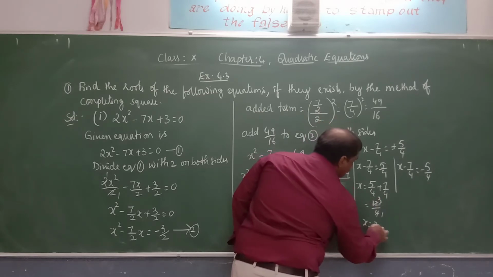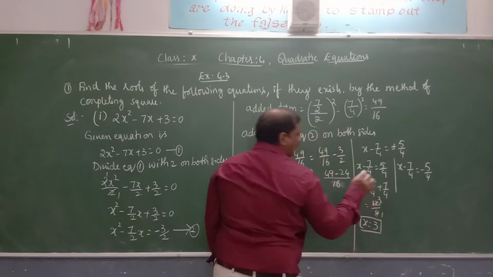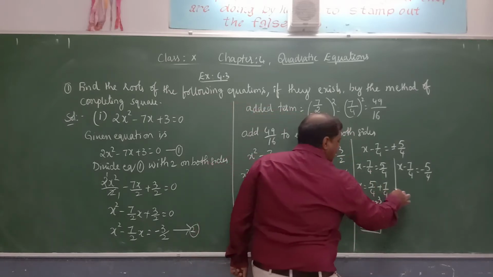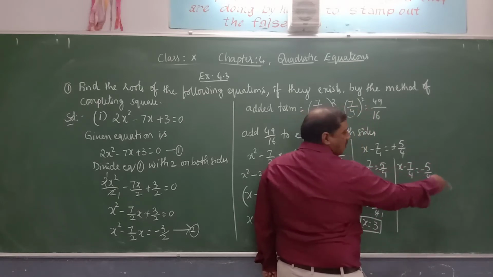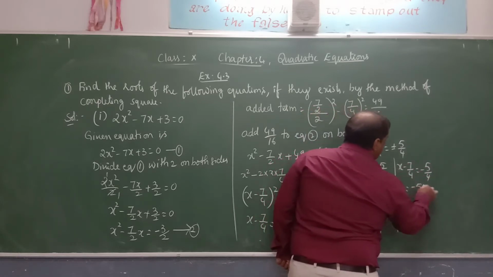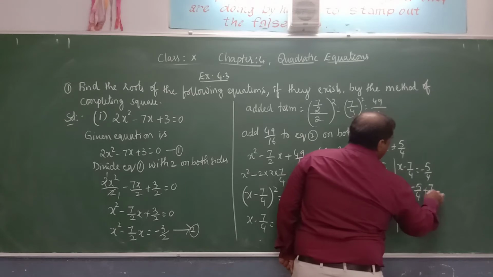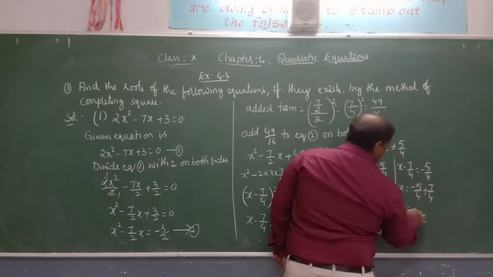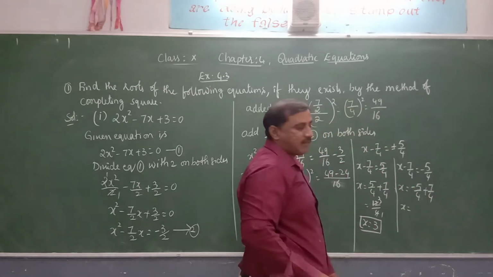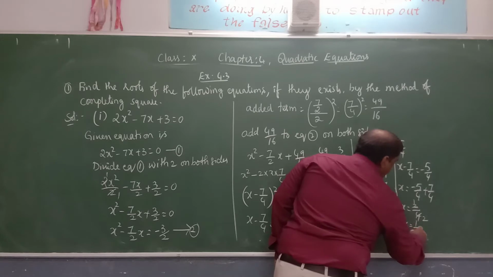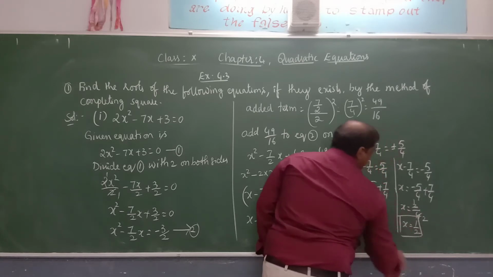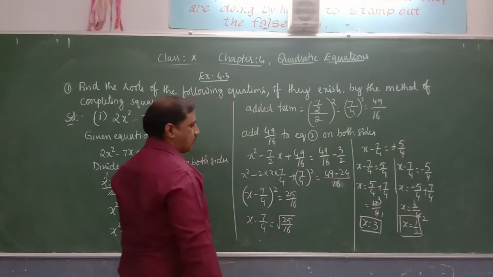Now x is equal to what? 3 is one solution. The other one is also simplified in a similar way. Transpose minus 7 by 4 to RHS: minus 5 by 4 plus 7 by 4, we'll get x is equal to minus 5 plus 7, or 7 minus 5 is 2, 2 by 4, 2 ones are 2, 2 twos are 4. Now x is equal to 1 by 2.